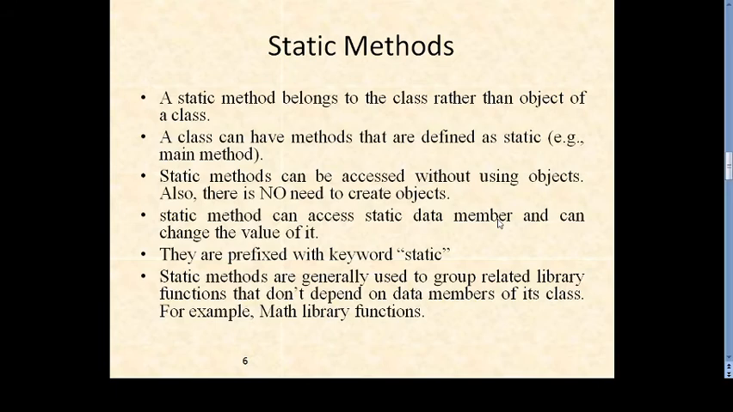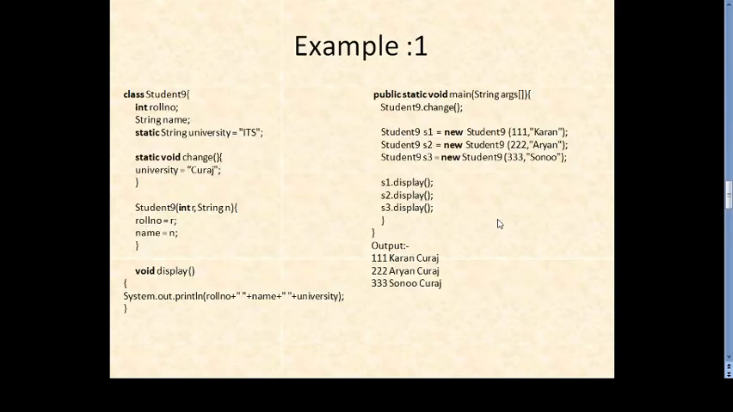Static methods. A static method belongs to the class and can be invoked with the class reference without instantiating an object. A static method can have access to only static data members and it is prefixed with the keyword static. Generally, static methods help us create a library of functions so that we can call the methods without creating an instance of the class.